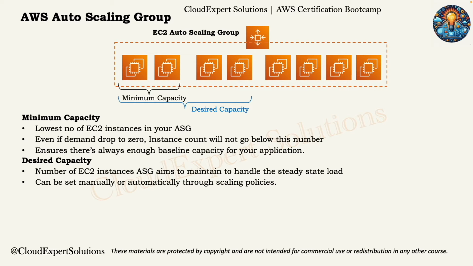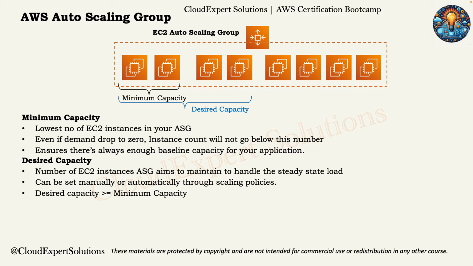You can set the desired capacity manually, or you can also adjust it automatically through a scaling policy. For our example, desired capacity is 4 and the auto-scaling group will launch or terminate instances until exactly 4 instances are running. For the AWS certification, please remember desired capacity cannot be lower than minimum capacity.